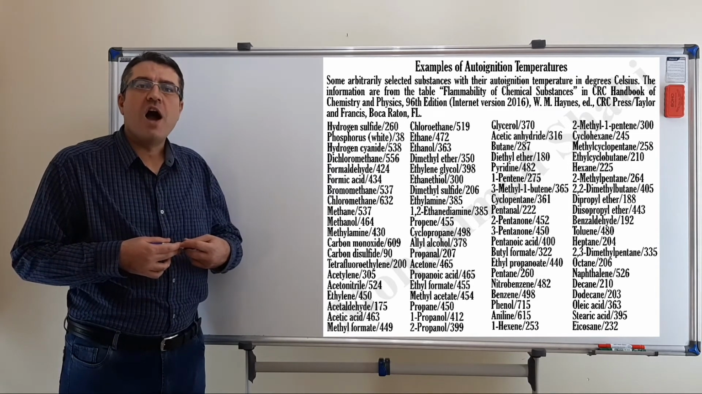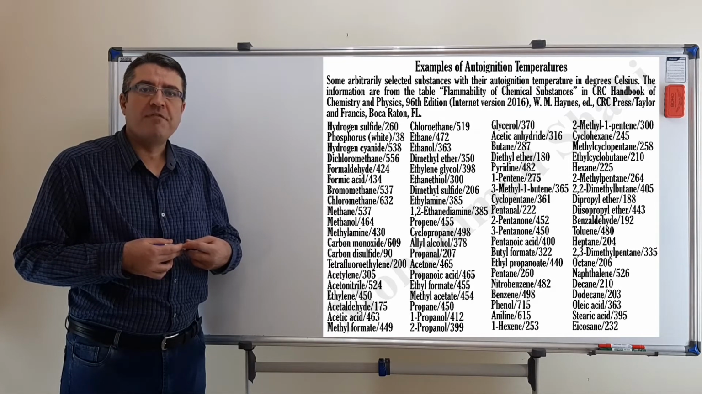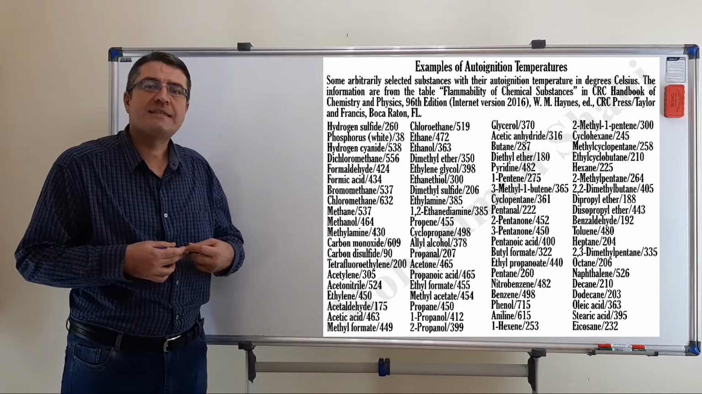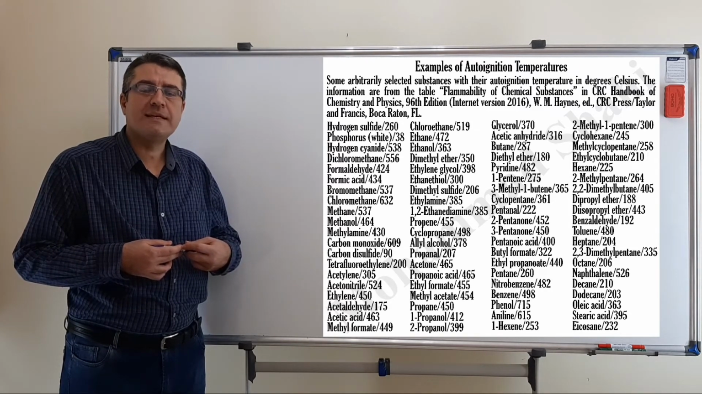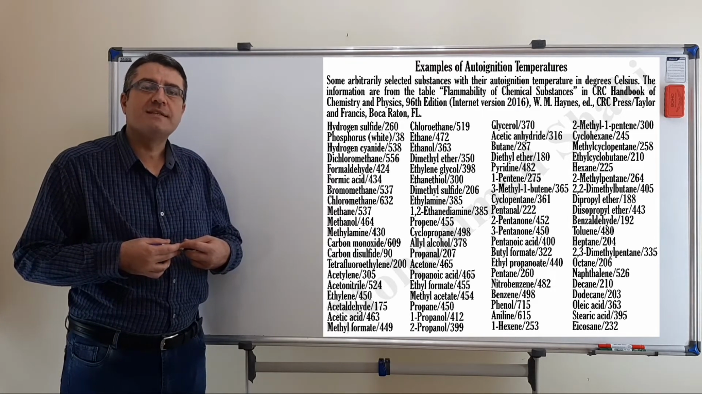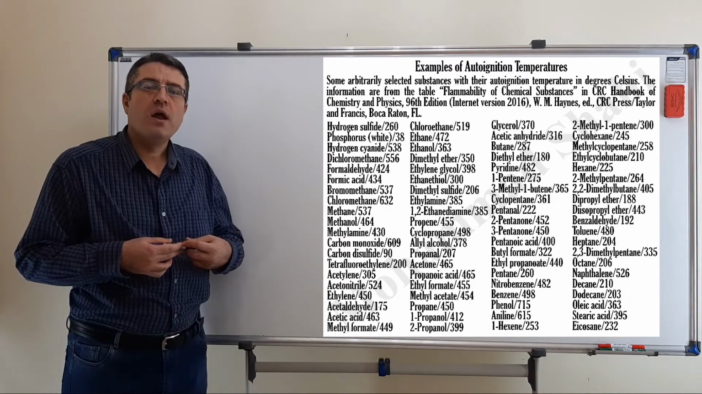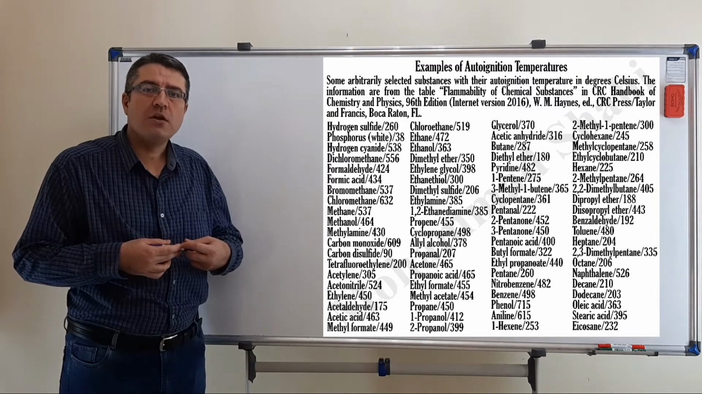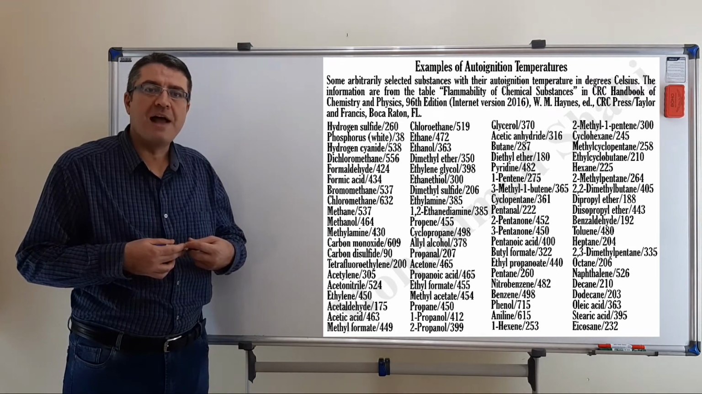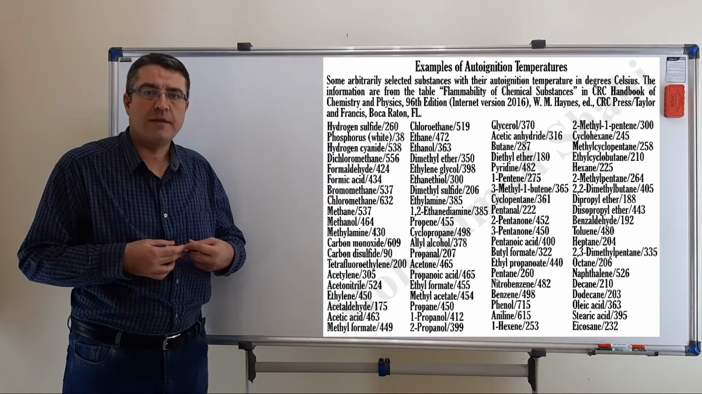For instance, 537 degrees Celsius for methane, CH4, the main constituent of natural gas, versus 204 degrees Celsius for heptane, C7H16, or 206 degrees Celsius for octane, C8H18. And also, 225 degrees Celsius for straight chain hexane versus 264 degrees Celsius for branch chain 2-methylpentane, or 405 degrees Celsius for branch chain 2,2-dimethylbutane.